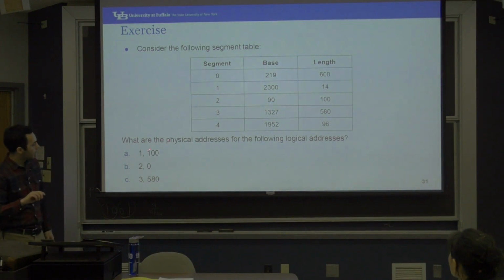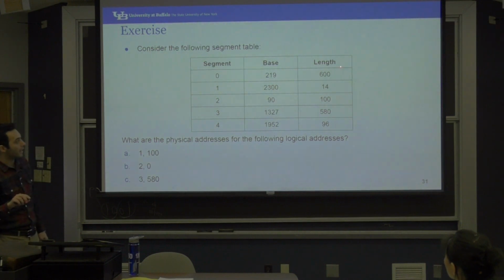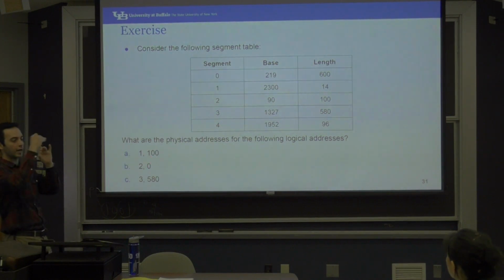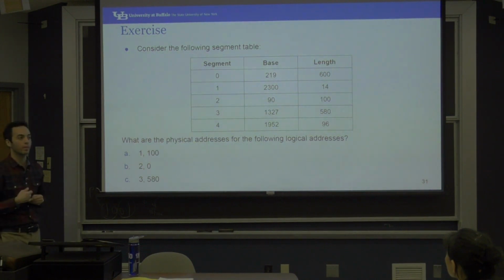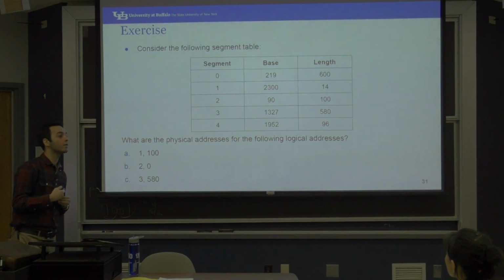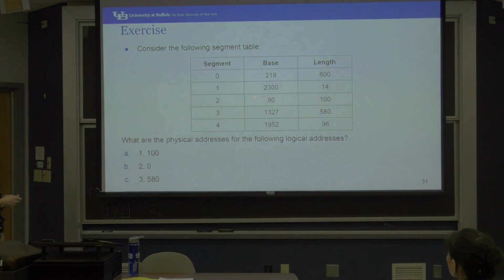Alright. Because segment number 1 starts at this address and the length of the segment is 14 bytes, we cannot access byte number 100 because this is beyond the range of that segment. The segment is only 14 bytes, we cannot access its 100th byte, right? How about this one? Segment number 2, byte 0. Where is that on physical memory? Yeah, someone said it there. 90, yeah. Because segment number 2 starts at 90, byte 0 is 90, right?